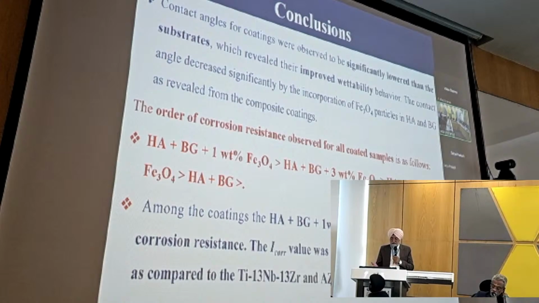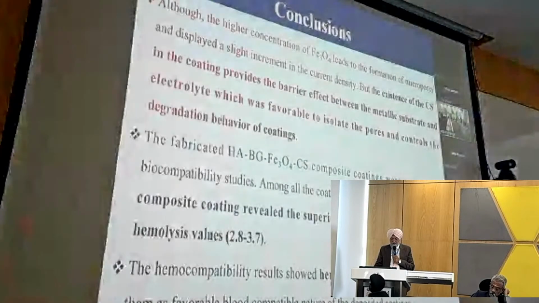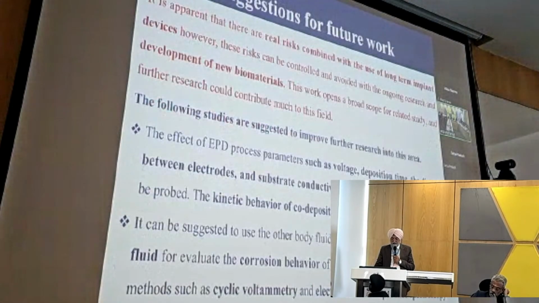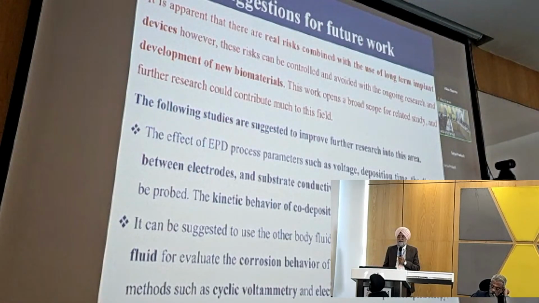The contact angles, and you can see the order of corrosion resistance. Higher corrosion resistance is indicated when we have hydroxyapatite and silicate bioactive glass with 1% addition of magnetite. That is one of the better results. There is more corrosion resistance in that case as compared to when we have a higher percentage of magnetite. So these are all the conclusions. I have also recommended some suggestions for future work.